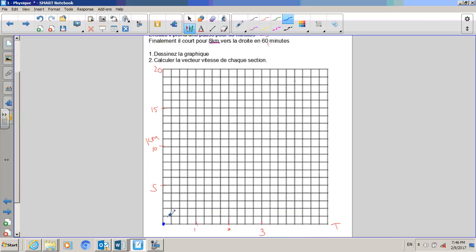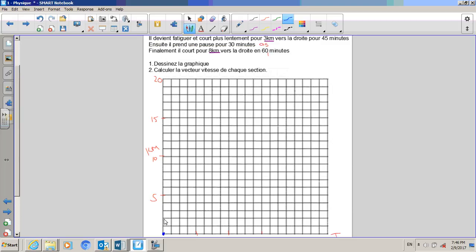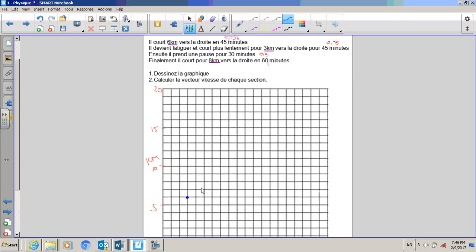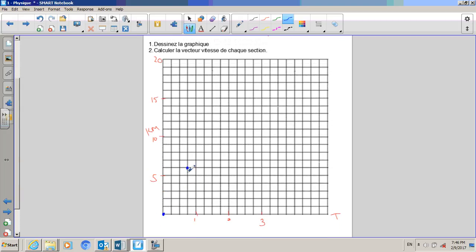Alors, puisqu'ils vont toujours vers le positif, c'est OK de commencer ici à 0, parce qu'on ne va jamais descendre dans cette histoire. C'est pas toujours le cas. En tout cas, 6 km dans 45 minutes. Ça, c'est ici à 6, à 3 quarts d'une heure. Il devient fatigué et court plus lentement pour 3 km pour les 3 prochains quarts d'heure. Pour 45 minutes, donc 15, 30, 45 minutes, il va 3 autres kilomètres.